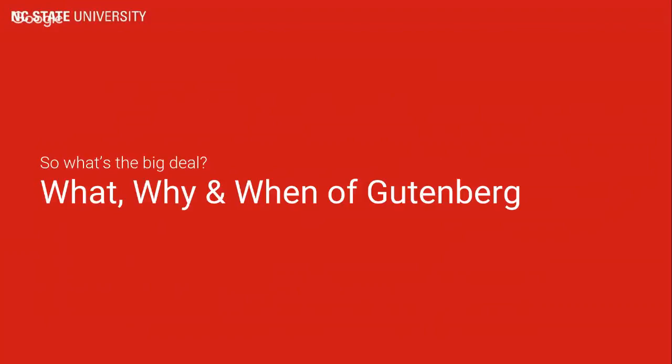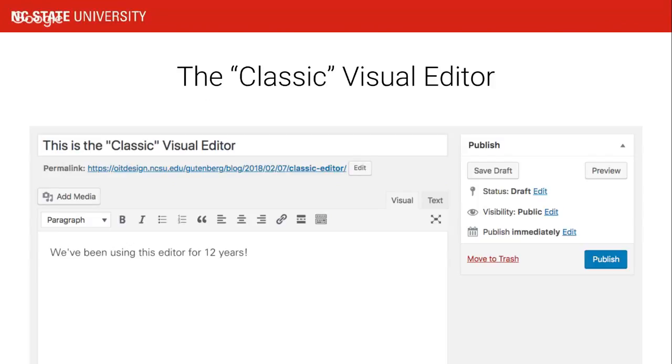All right, so let's get started. The what, why, and when of Gutenberg. For the last 12 years, WordPress has been using what it's been calling the visual editor, and now in this new Gutenberg world, it's being rebranded as the classic editor. So, classic editor, visual editor, this is something that should look very familiar. If you have been using WordPress in the past, it's looked something like this with maybe a few variations, very similar to, for instance, writing an email in Gmail or something like that.